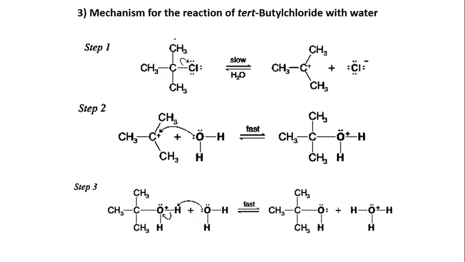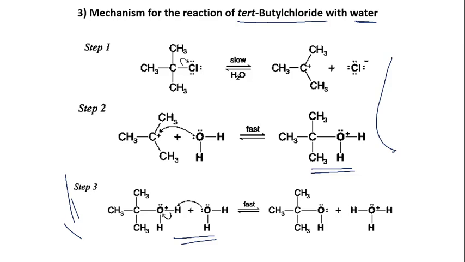The third question specifically said to write the mechanism for the reaction of tertiary butyl chloride with water. Now as water was mentioned, you have to draw the third step, because in the second step you get a charged species, a protonated alcohol. For this you have to draw the mechanism of the third step and also mention that this is an SN1 mechanism, doing these three steps. Also mention this step is slow, and it is of course the rate determining step, write it, and that's it.